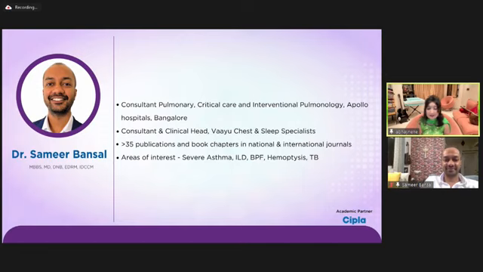More than 35 publications in book chapters in national, international journals. Looks very young, but has been working so very hard. Most importantly, Apollo Hospital under the leadership of Dr. Samir Bansal, Dr. Ravi Mehta, and Dr. Hari Prasad are now starting the most coveted IIB IP fellowship, and we are very, very proud to be associated with them.